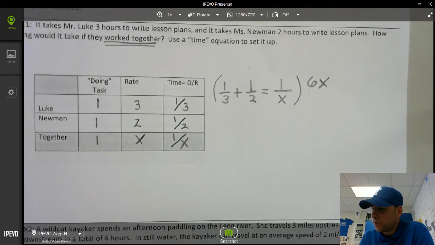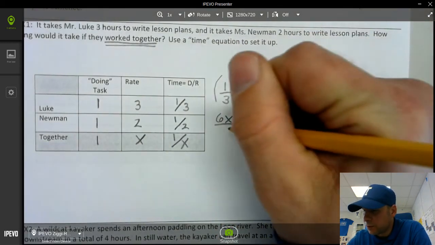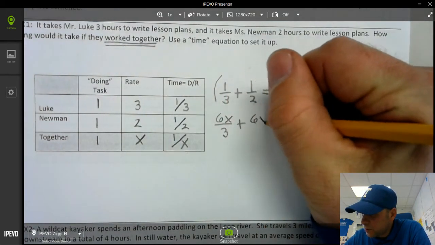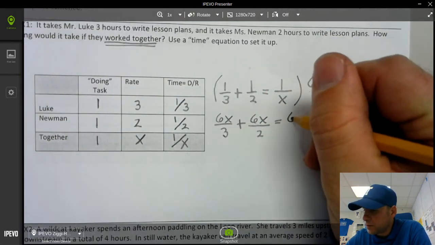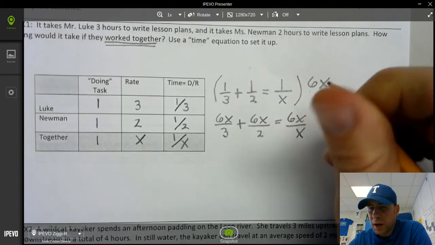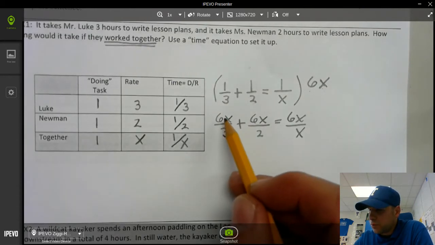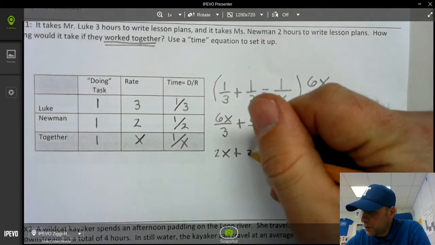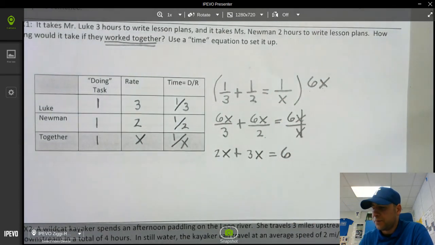All right, so 6x times 1/3 is 6x divided by 3, plus 6x times 1/2 is 6x divided by 2, and then 6x times 1 divided by x is 6x divided by x. Now I'm hoping when I ask the question, why do we multiply by the common denominator, you said that is to get rid of the denominator, or the fractions. Because, watch what happens. 6x divided by 3 is 2x, plus 6x divided by 2 is 3x, and then x divided by x is 1, so you're left with 6.